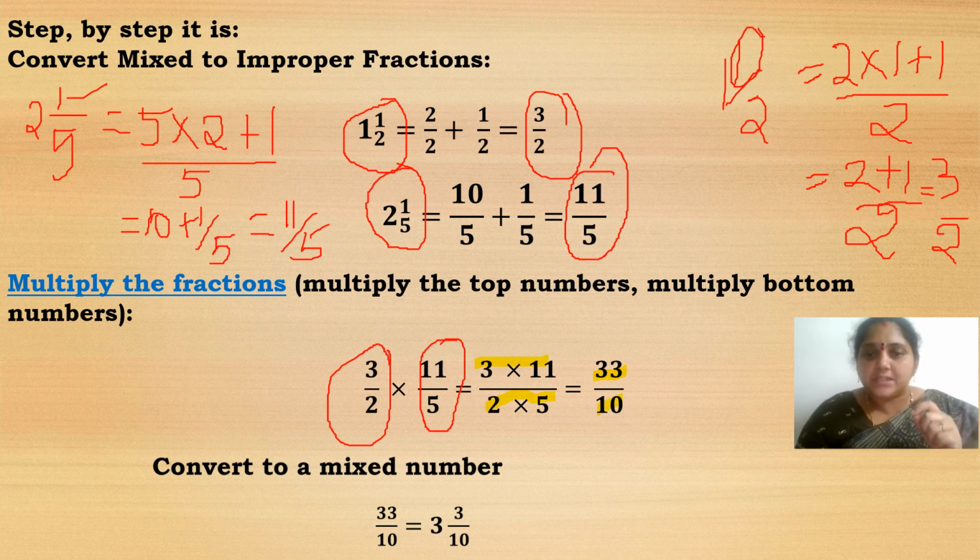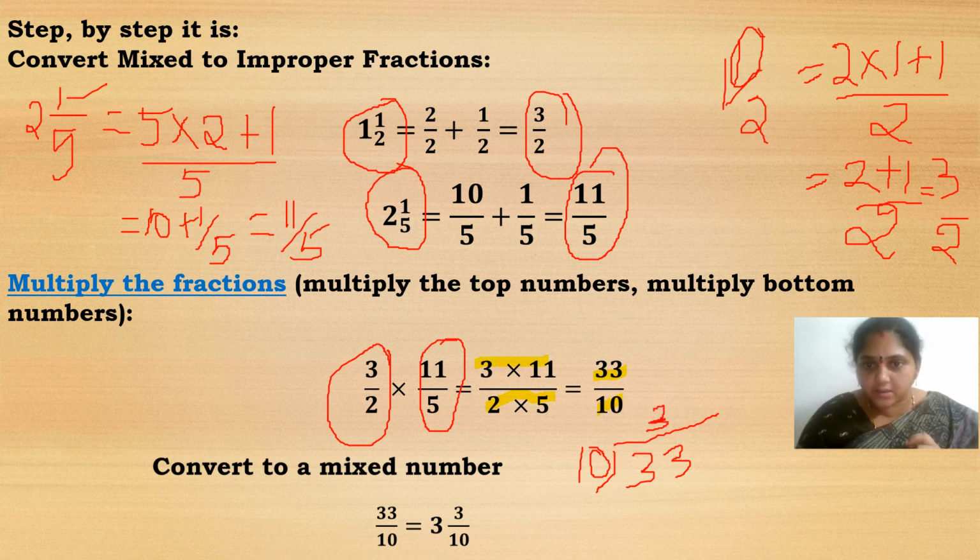We have to convert this fraction into mixed fraction. How we will be converting this? What is our numerator here? 33. And what is our denominator here? 10. That will be our divisor. Now in 10 table, what is the nearest number for 33? It is 30. 10 ones are 10, 10 twos are 20, 10 threes are 30. So 33 minus 30, what will be your remainder here? Your remainder will be 3, right?